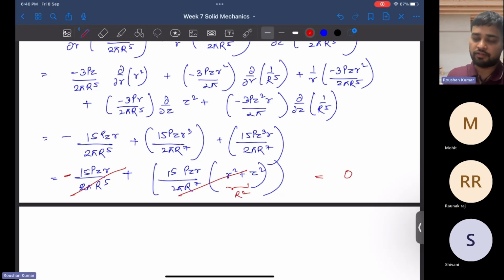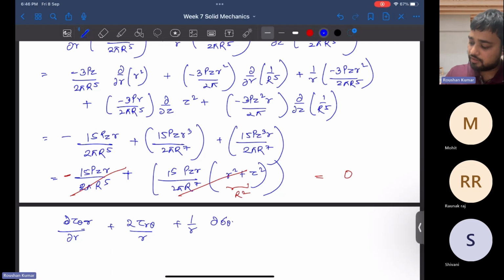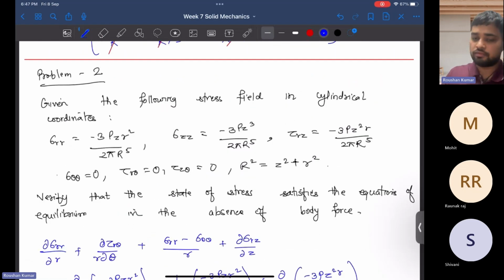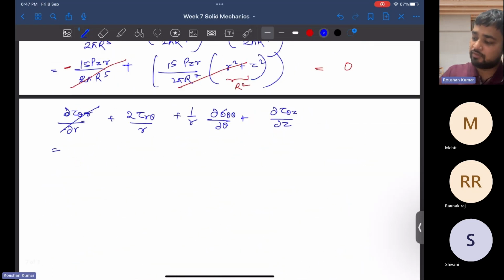The next equation that we have to satisfy is the equation of equilibrium in theta direction. So del tau theta r upon del r plus 2 times tau r theta upon r plus 1 by r del sigma theta theta upon del theta plus del tau theta z upon del z. If you see the question, there is no stress in theta direction, that is sigma theta theta, tau r theta and tau z theta all are 0. So this term is 0, this is also 0, this term is also 0, so this equation is automatically satisfied.